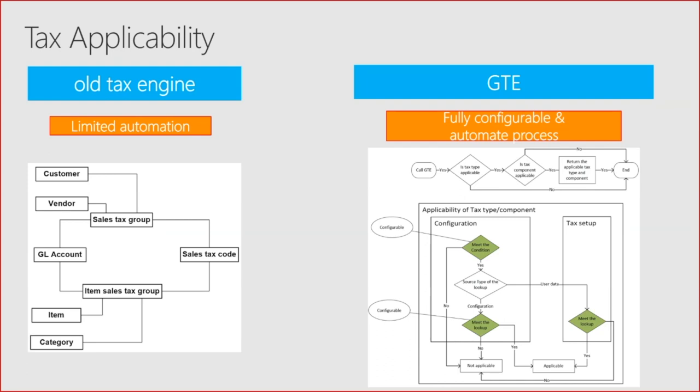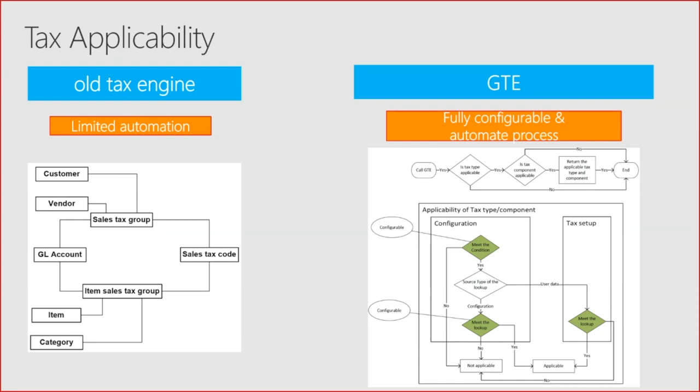Sometimes you need a more flexible applicability rule, which cannot be satisfied by this limited applicability logic with the old tax engine. So that results in users sometimes still needing to manually change the sales tax group or item sales tax group, to make sure that the correct sales tax code will be applied for this transaction. And if you check the right side, GTE is a fully configurable and automated process.